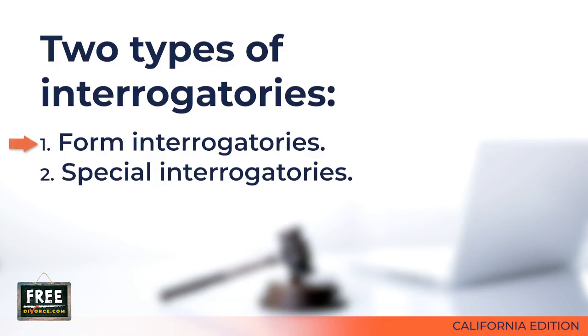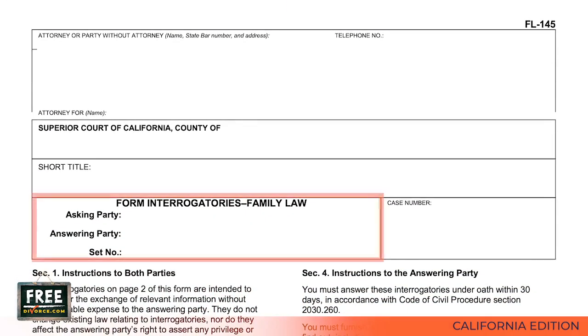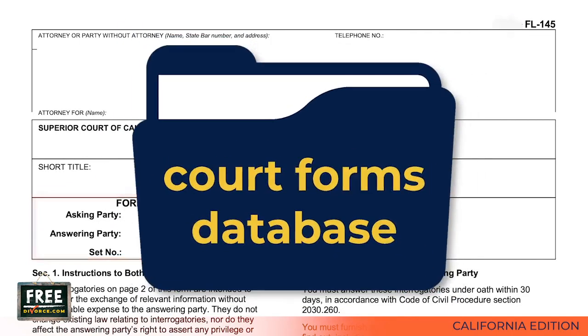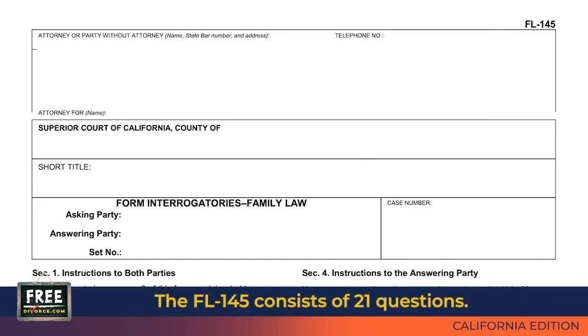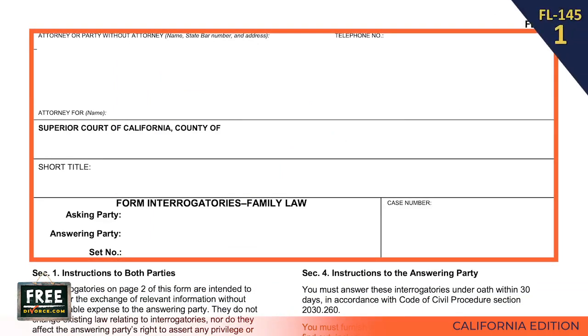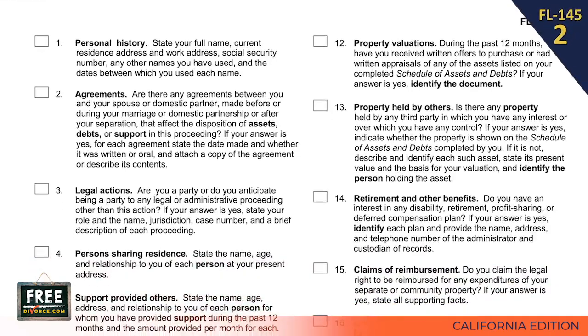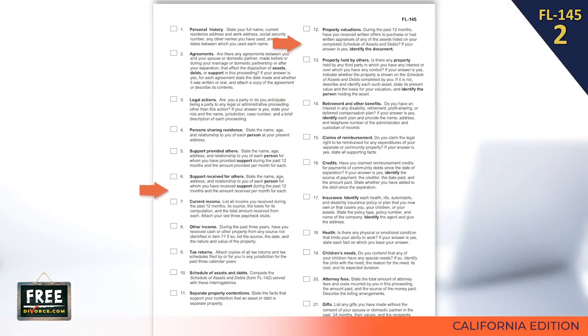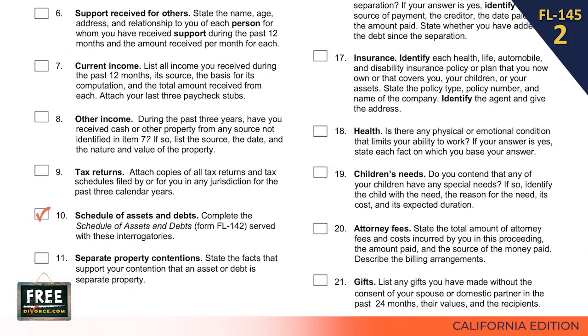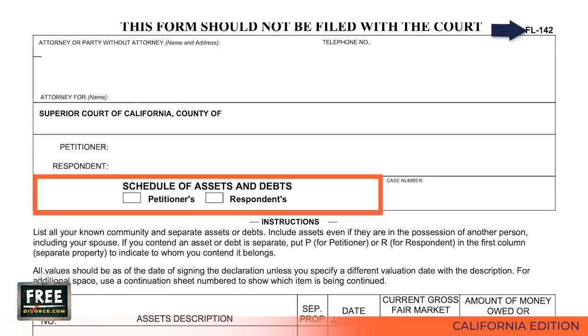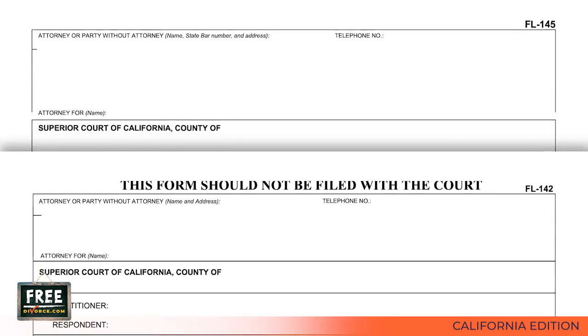What are form interrogatories? The Judicial Council puts out a set of form interrogatories for family law cases. The form is FL 145. You can find the FL 145 form interrogatories in our court forms database. The FL 145 consists of 21 questions that you can compel your spouse to answer. Fill out the caption on page 1 of the FL 145, and on page 2, check the boxes for whichever questions you want your spouse to answer. You can check all of the boxes if you want, or check just some of the boxes. If you check box number 10, you will have to attach a blank Schedule of Assets and Debts, which is FL 142, to your FL 145 form.